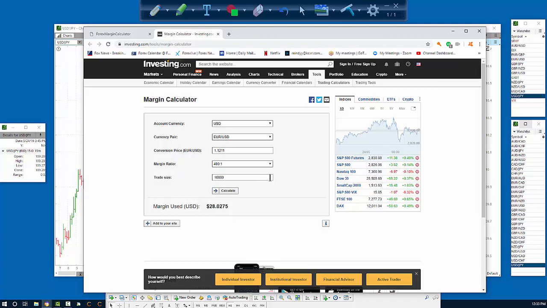But what if you were doing a 4 mini lot trade? Well, you just go in here and type in 40,000, right? That would be the equivalent of a 4 mini lot trade, and that would be $112. So anyway, it's real important that you get familiar with a margin calculator.